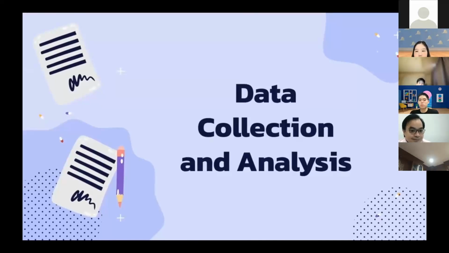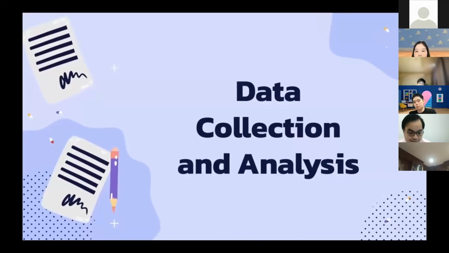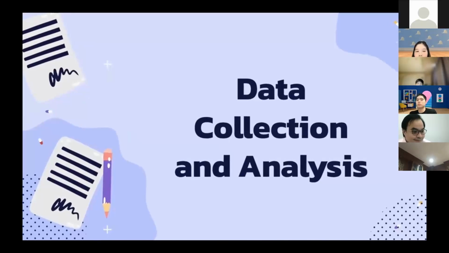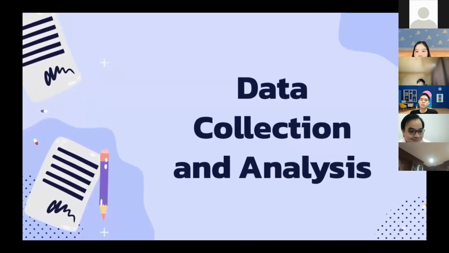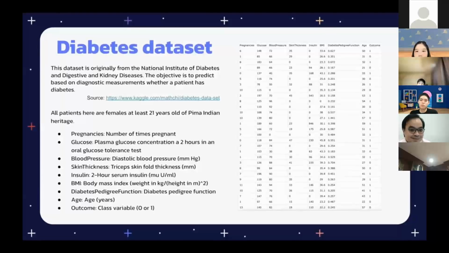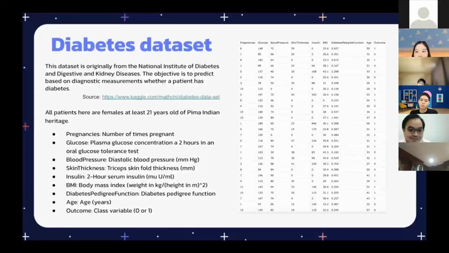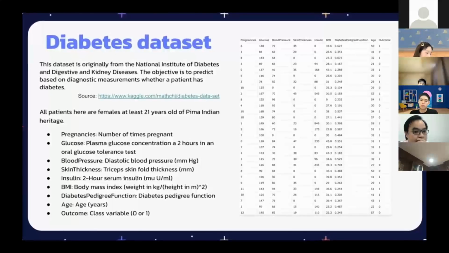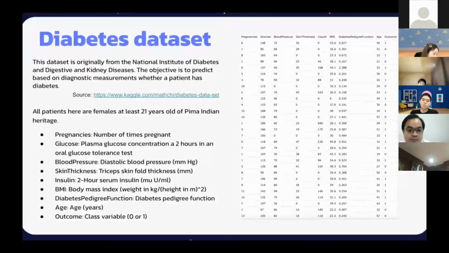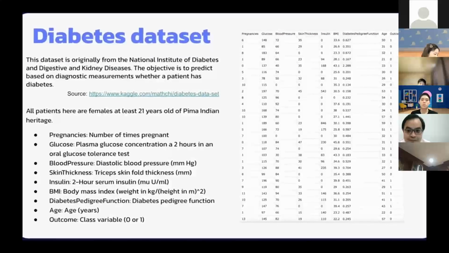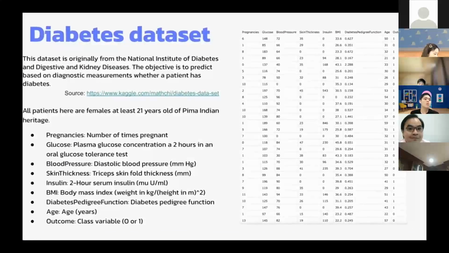I use the diabetes dataset from the National Institute of Diabetes and Digestive and Kidney Diseases. The objective is to predict, based on diagnostic measurements, whether a patient has diabetes. From the source of Kaggle, and all patients here are female, at least 21 years old, of Pima Indian heritage.